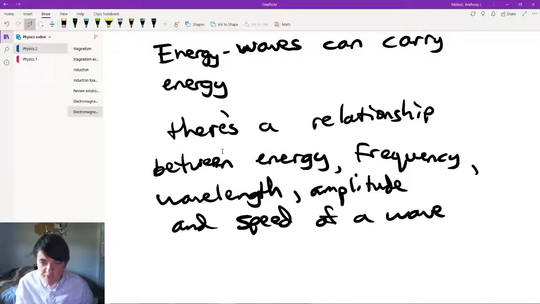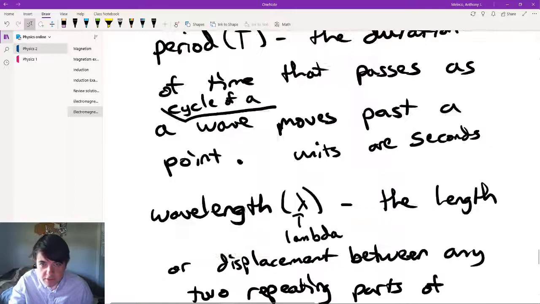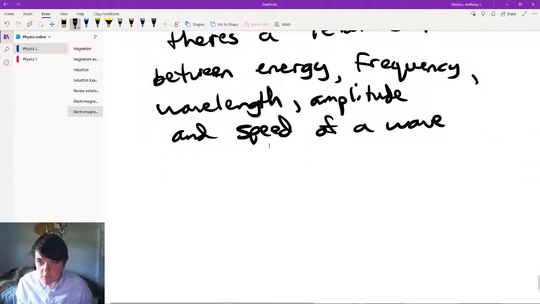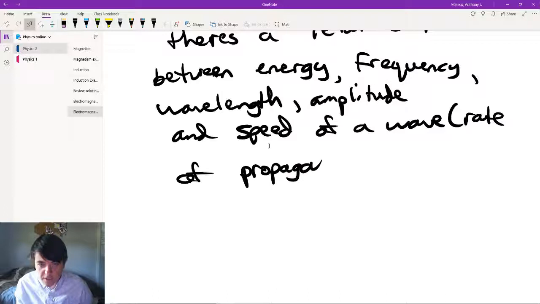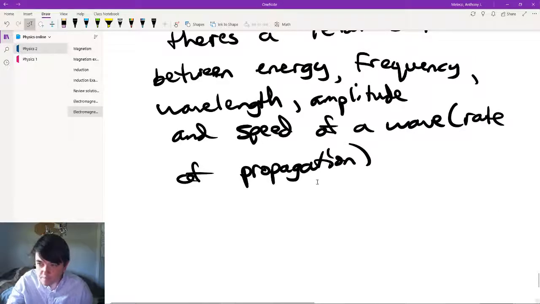Okay, so the speed of the wave is just the propagation of it. Should have probably defined it here. So this is what I wrote up here, v, the speed of a wave, which is the rate of propagation of the wave. So there's relationships between all of them. So let's talk about them.